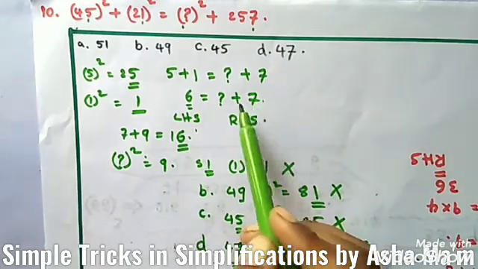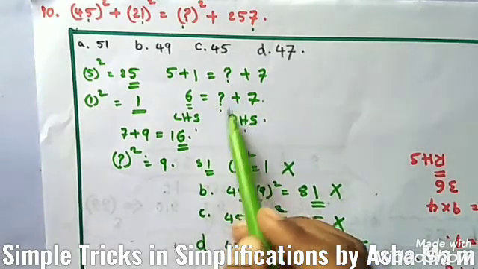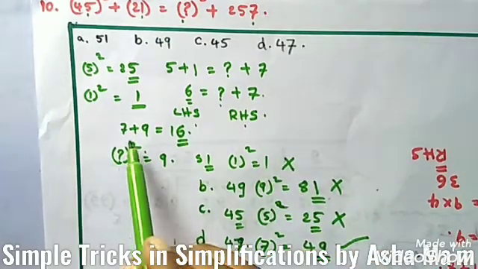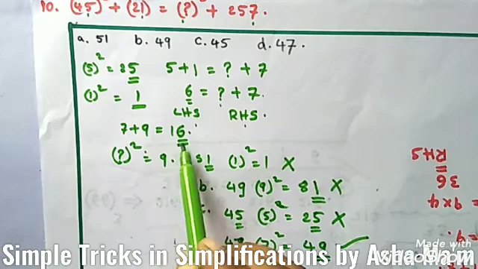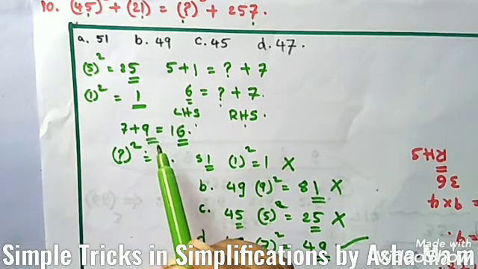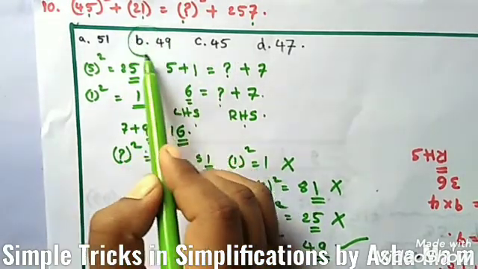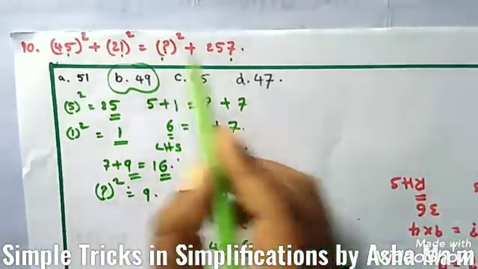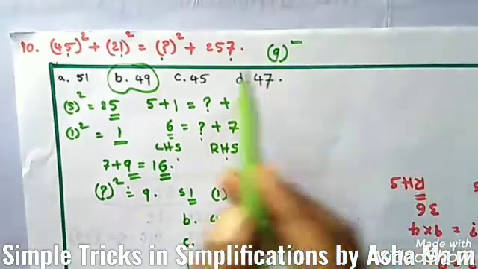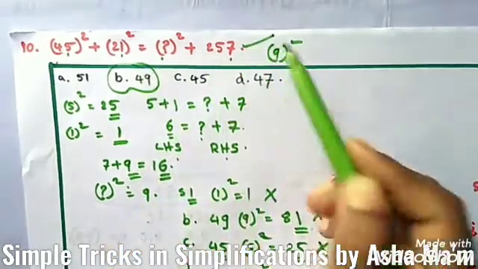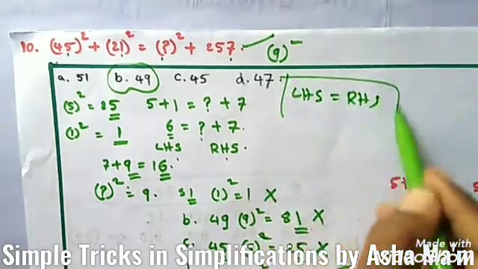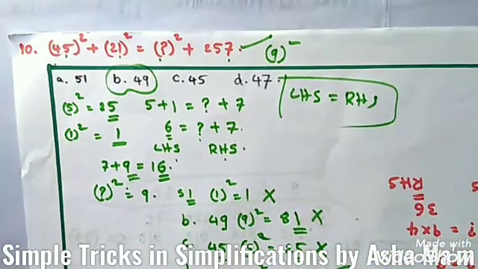So 7 should add to some other number. We need to get 6 in RHS also, the last digit. For suppose if you add 7 plus 9, then 16 we got it. So here is 9 we need to get. In options 9 where is there, that is only the correct answer. Why? Because in this answer 9 whole square if you place here, you should get the correct answer. Why? Because LHS must equal to RHS. So basing upon this. Okay students, this is about today's session.